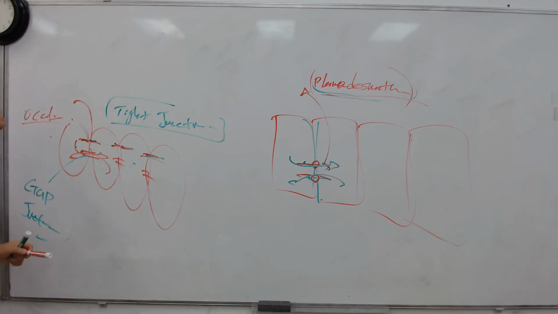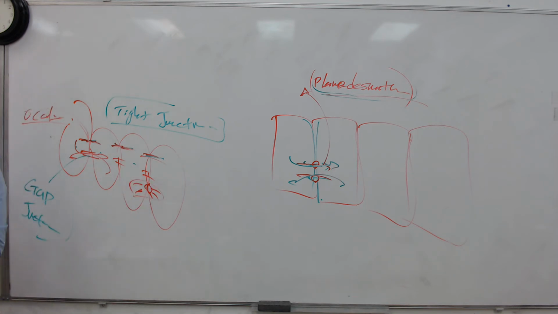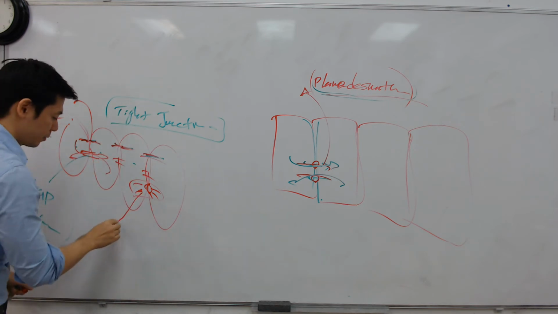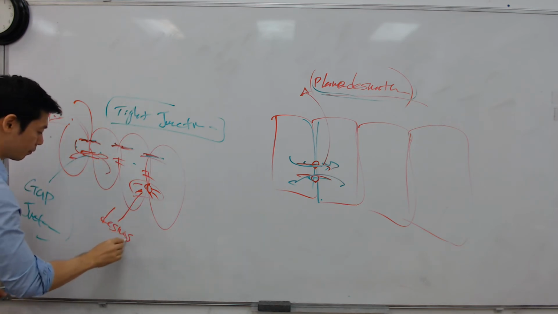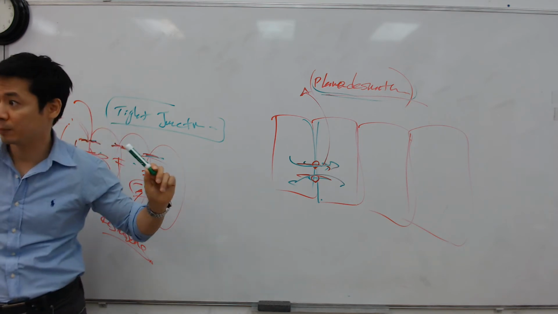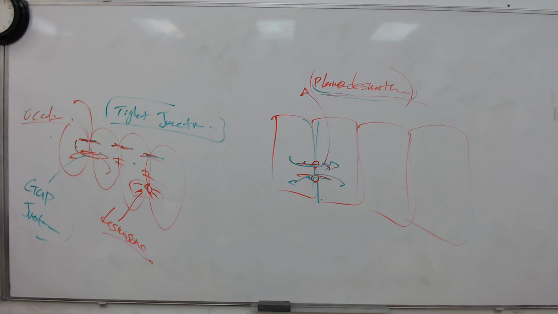One more for the AP is the anchoring of the cells. The two cells have to be anchored down so that they don't move around or come apart. That's called desmosomes. So you gotta know gap junction, desmosome, and tight junction for the AP. There are three things you have to know, their functions and what they do.